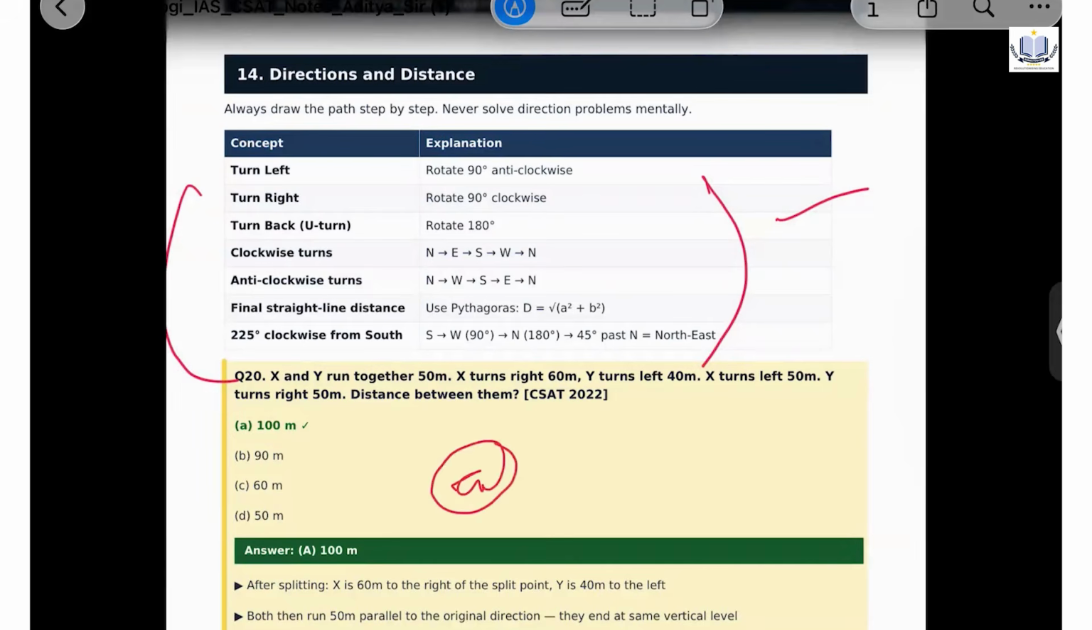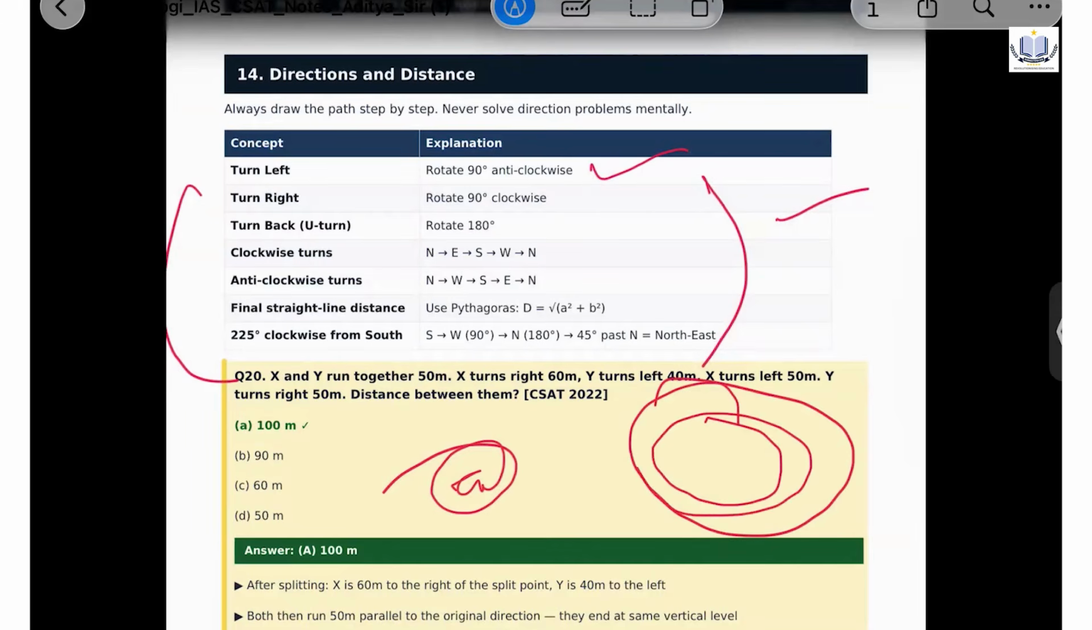Concept है turn left. Okay. Rotate 90 degree anti-clockwise. जब हम बोलें clockwise and anti-clockwise, क्या होता है? This is clock. Clock moves like this, right? Anti-clock क्या होगा? Like this, उल्टी घड़ी. Okay. 90 degree anti-clockwise.